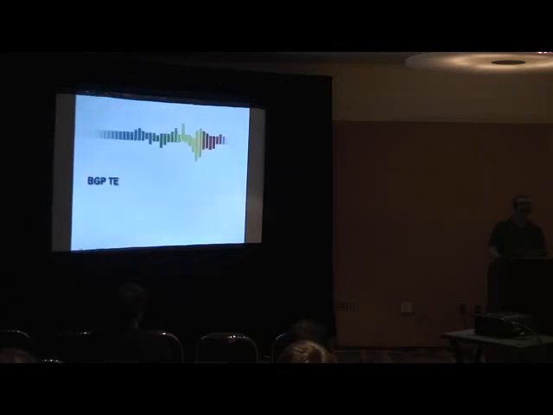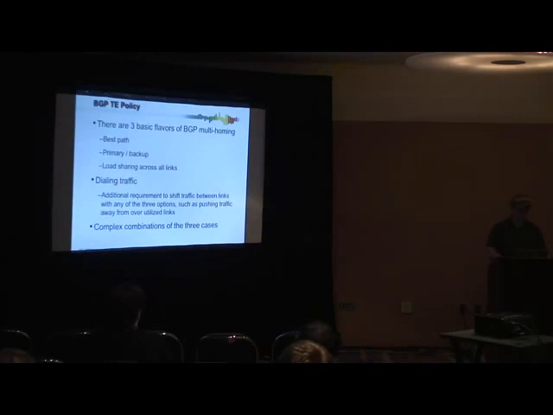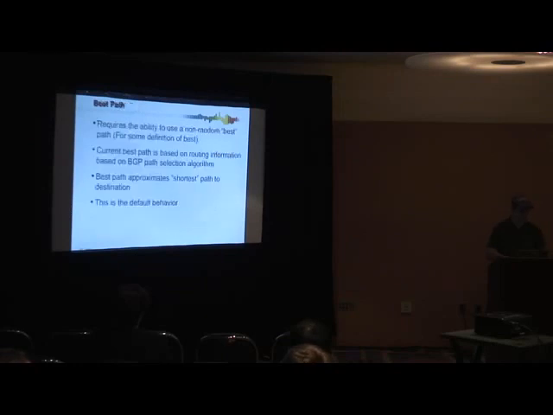So, traffic engineering. In BGP policy, there's three basic flavors of traffic engineering for multi-homing. There's best path, primary backup, and load sharing across multiple links. Beyond those three basic configurations, there's the added dialing of traffic around to draw more or less traffic in those three basic scenarios. And obviously you can combine all of these scenarios into very complex cases.